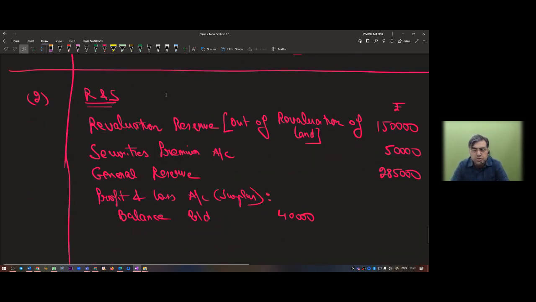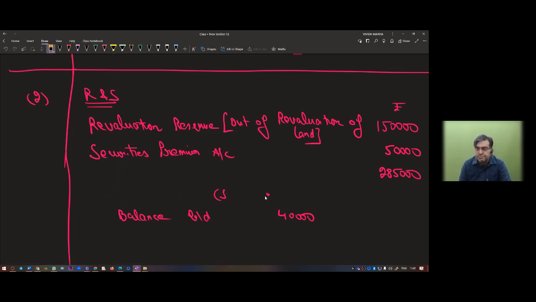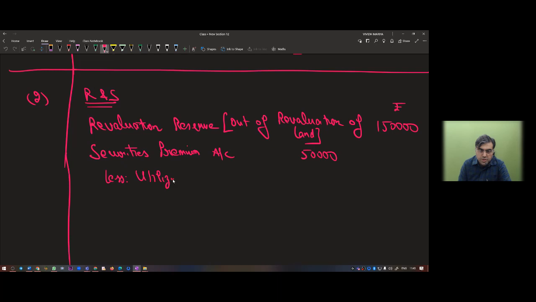Revaluation reserve cannot be used, but we can use other free reserves. So we have utilized it. Securities premium 50,000 less utilized for bonus issue. The balance is nil.